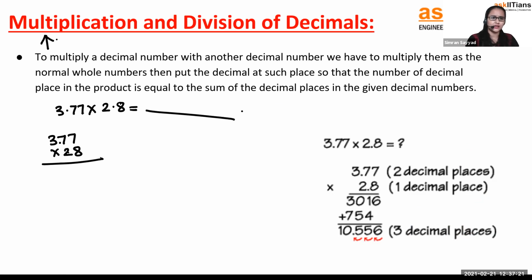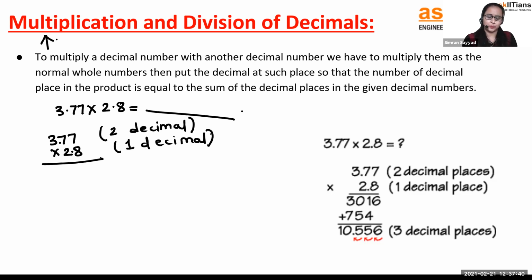Don't consider the decimal points right now, but make sure you write in brackets how many places there are. There are 2 decimal places here, and here there is only 1 decimal place. So you have to write only this much and do the normal multiplication.